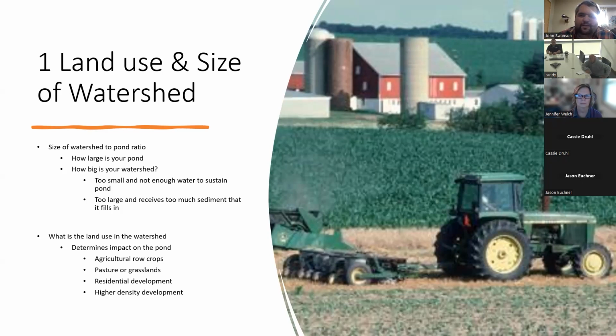So again, this is really the baseline of the talk for today, but thinking about what is happening upstream of your pond. Is it row crop acres? Is it pasture or grassland? Is it residential development? Is it a bunch of houses and streets? Is it apartment complexes or things that have even more what we call impervious surfaces, which would basically be rooftops and streets, things that don't soak in water? And we'll flip to the next slide.